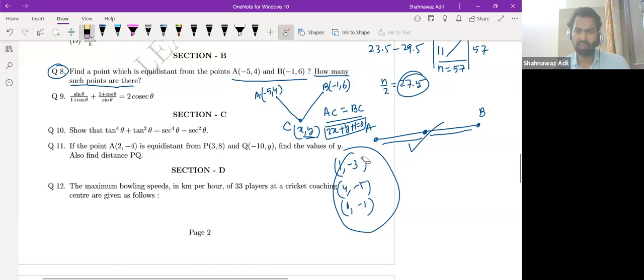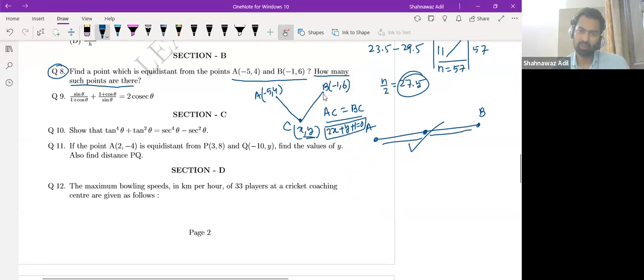Which would be equidistant from these 2 points. So whoever has written this midpoint, I have given the marks, and whoever has written this solution, I have also given. Right, both are correct. Yeah. So how do we get this one?